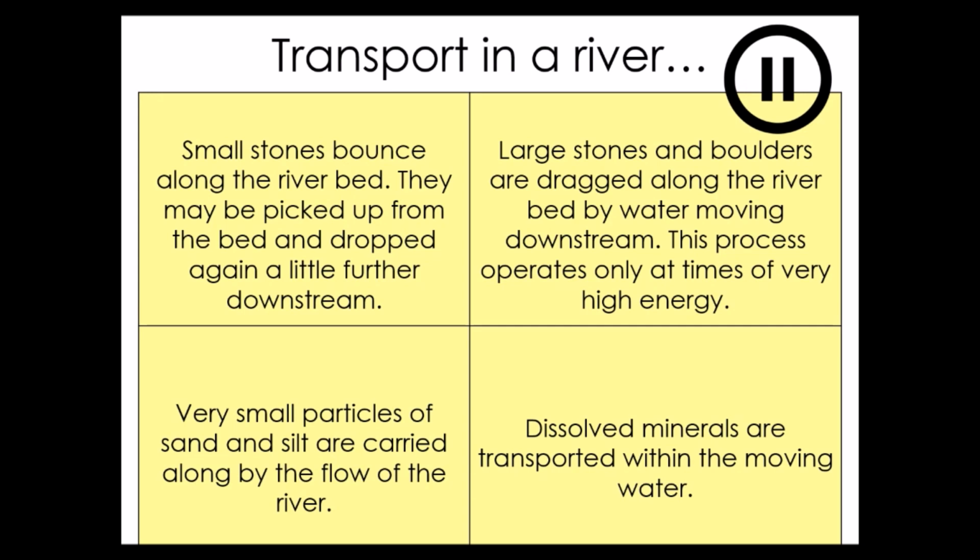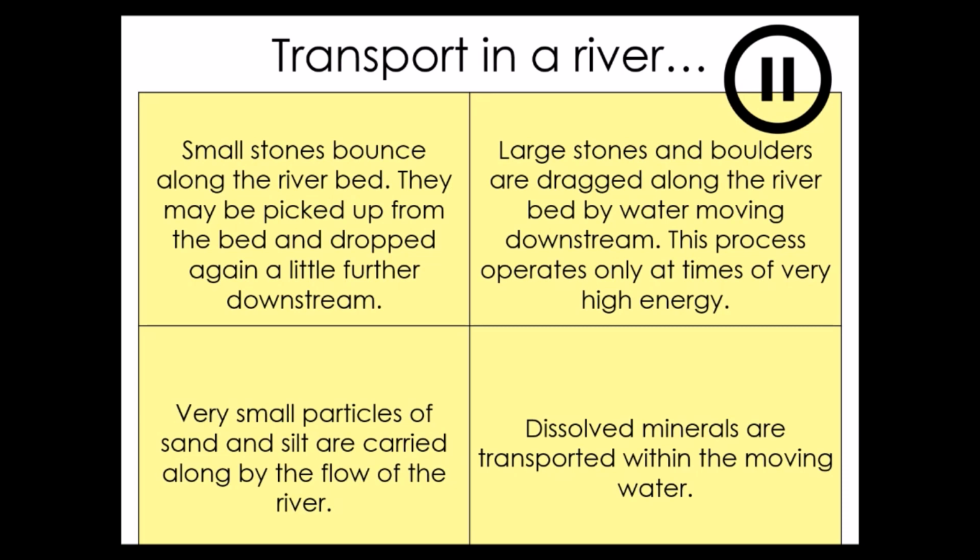Okay, so let's go with the first one. Small stones bounce along the riverbed. They may be picked up from the bed and dropped again a little further downstream. So the key term here that should be giving you a bit of a hint is the reference to bouncing along the riverbed. So it's going to be sediment that isn't really big.